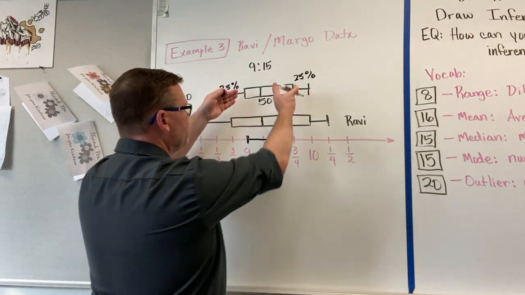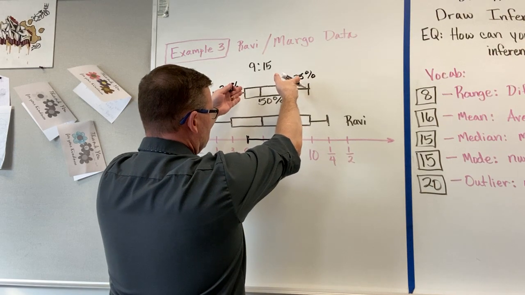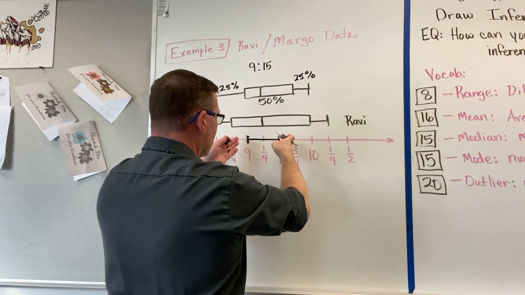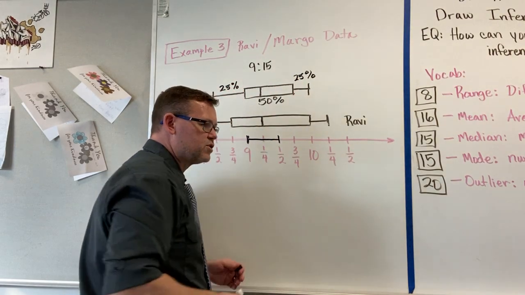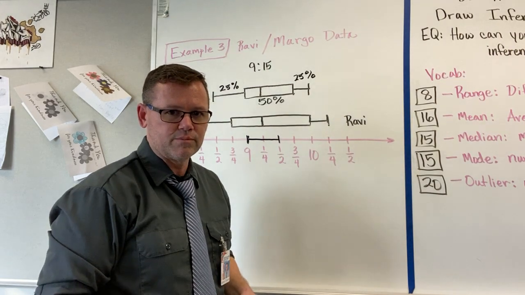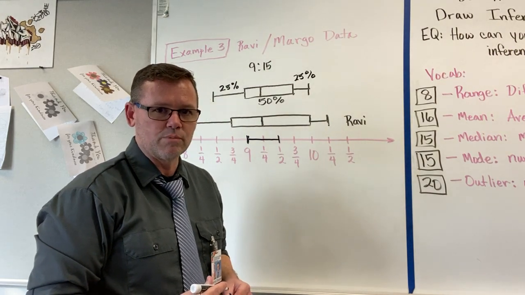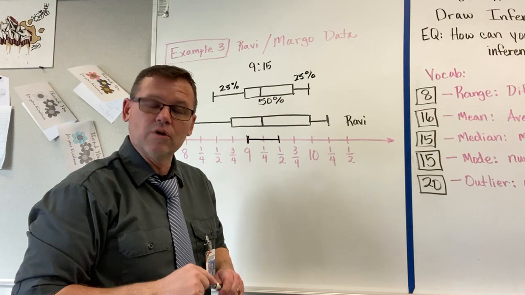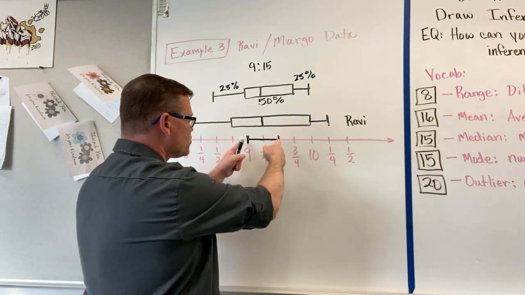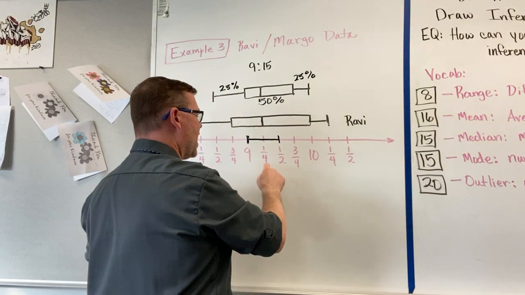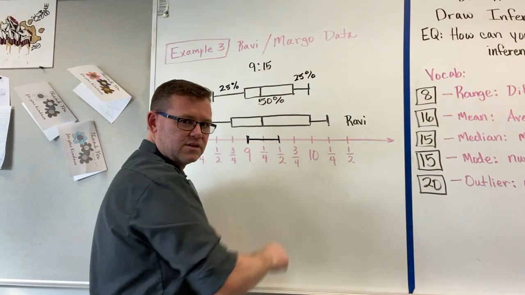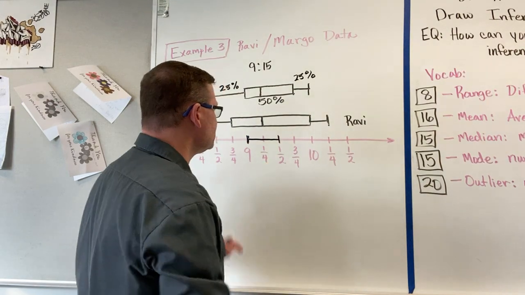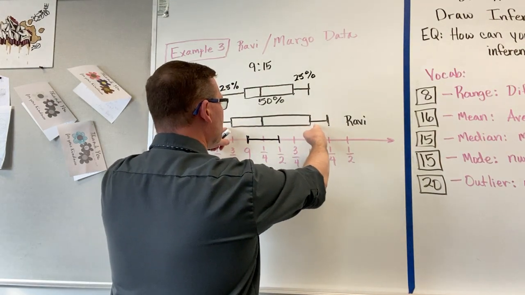Because their 50% right here of the population is larger than their smaller area, than the area they claimed where most of the students were. In order to have most of the students be between this range, there would have to be more than 50% in this range. If you notice here with Ravi's, it's even more warped.